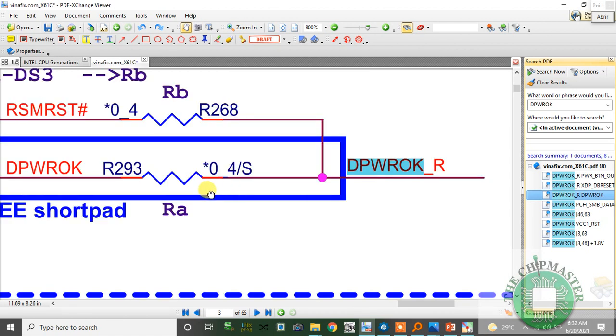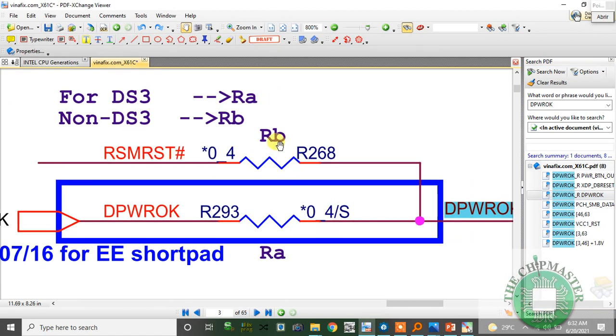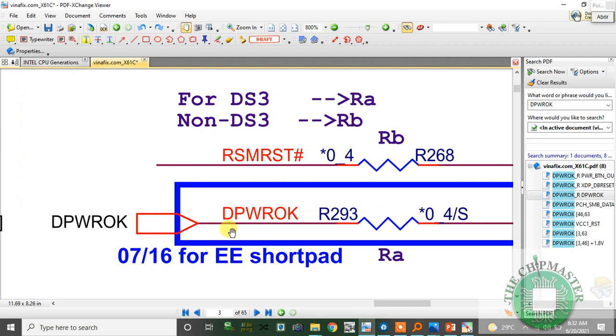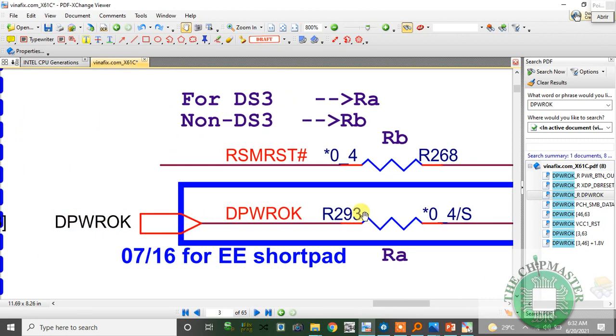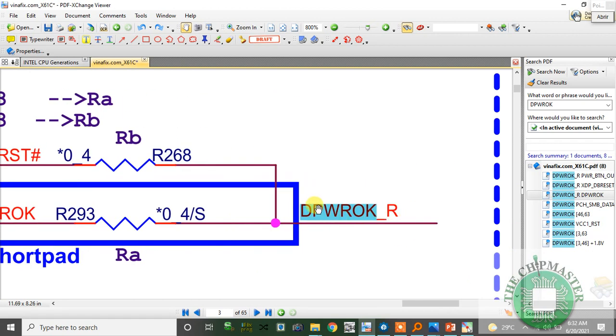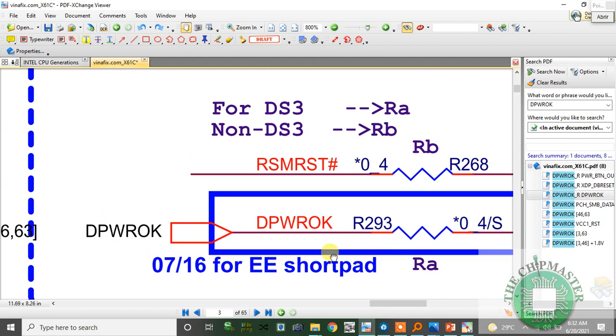So let's go back to here. If it supports, then this would connect to RSM reset. RB is for non-deep sleep, right? And DS is for deep sleep, RA. So RA is installed, and it is a direct connection. So this board does support the deep sleep, right? D power OK is coming from the EC through that gate, and it is coming to here, becoming D power OK. So this board supports the deep sleep.